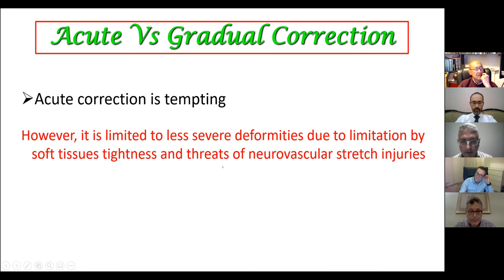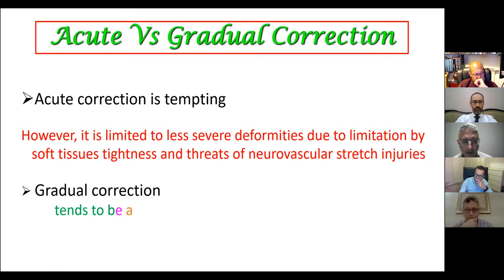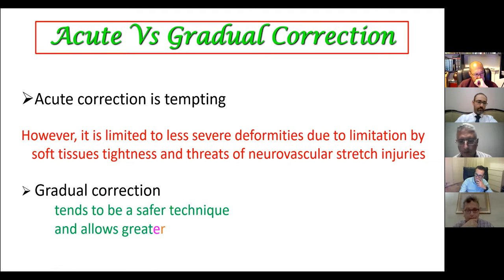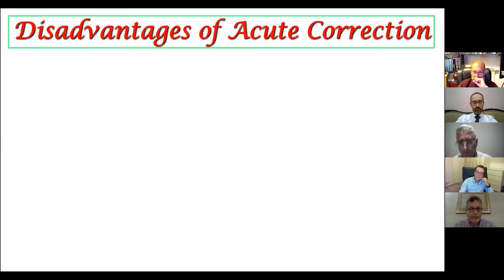However, this is limited to less severe deformities due to the limitations provided by the tightness of the soft tissues and, of course, the dangers of neurovascular stretching injuries. On the other hand, the gradual correction tends to be safer and allows for greater correction. Of course, the lovely acute correction is not without disadvantages.